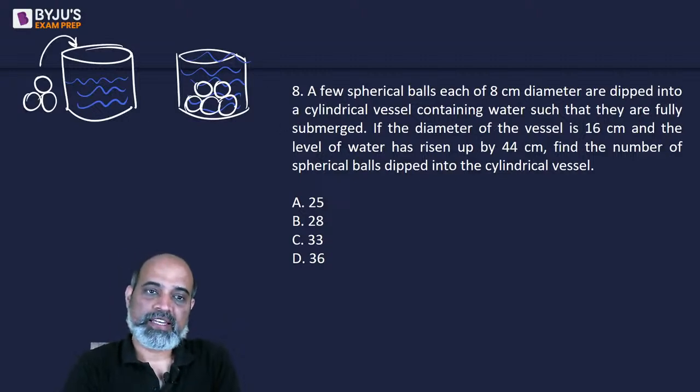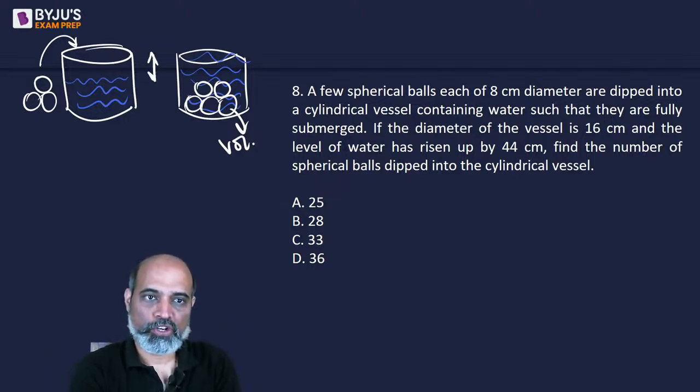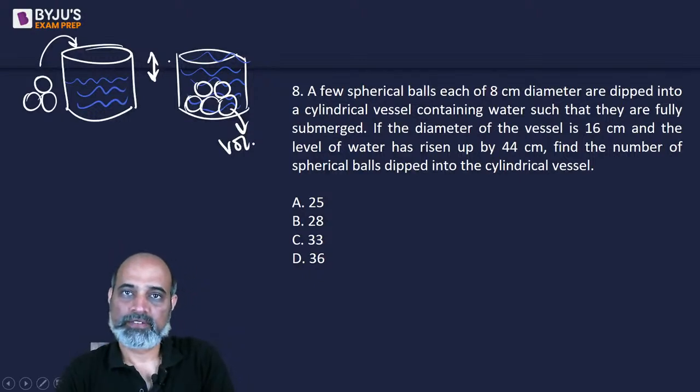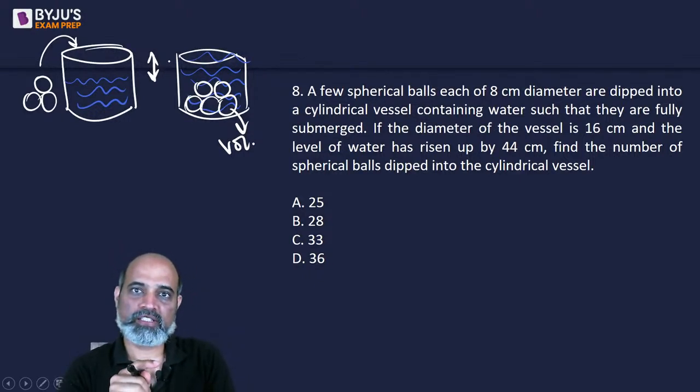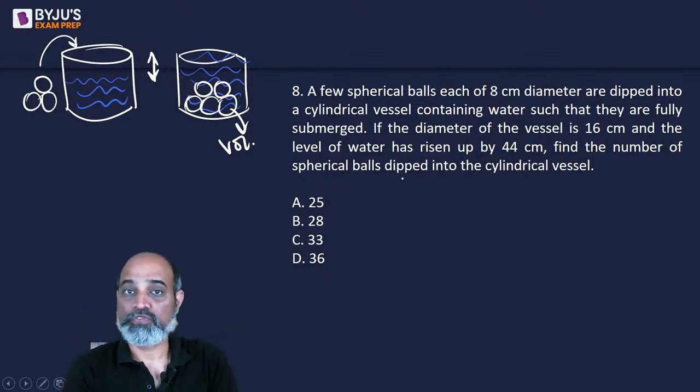So can we say that the total volume of these spherical balls is going to be equal to the volume of the water that has risen? Now, in the case of water, it's cylindrical in nature. In the case of balls, it's spherical. So we can equate the two volumes. So the volume of these small spherical balls is going to be n times, we do not know how many of those spherical balls we have. So that's what is asked, right? Into 4 by 3 pi r cube.